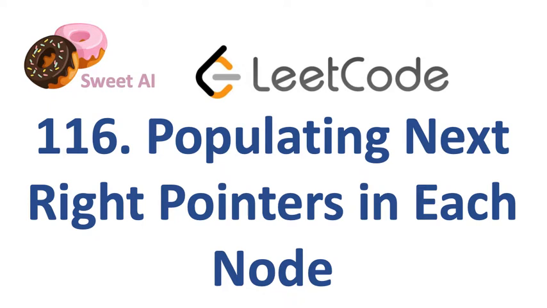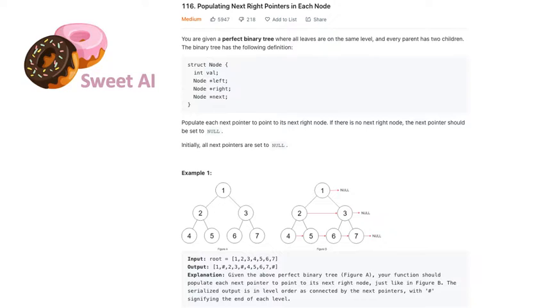Question 116, populating next right pointer to each node. Let's see what the question is giving us. The question is saying you are given a perfect binary tree. So a perfect binary tree is given to us where all the leaves are on the same level and every parent has two children. This is the definition of a perfect binary tree.